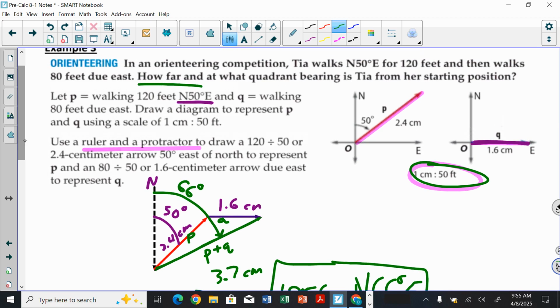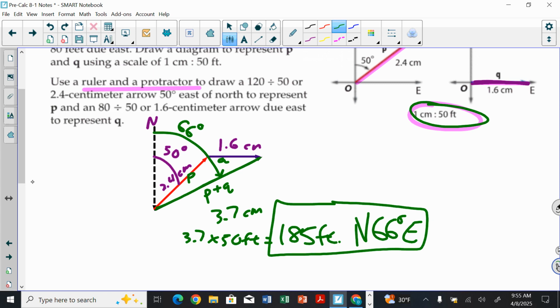How far? 185 feet. And what quadrant bearing is T from her starting position? Well, she went 185 feet and she went 66 degrees east of north. Okay. Now you can do the same thing with the parallelogram method. So I'm just going to show that really quick.